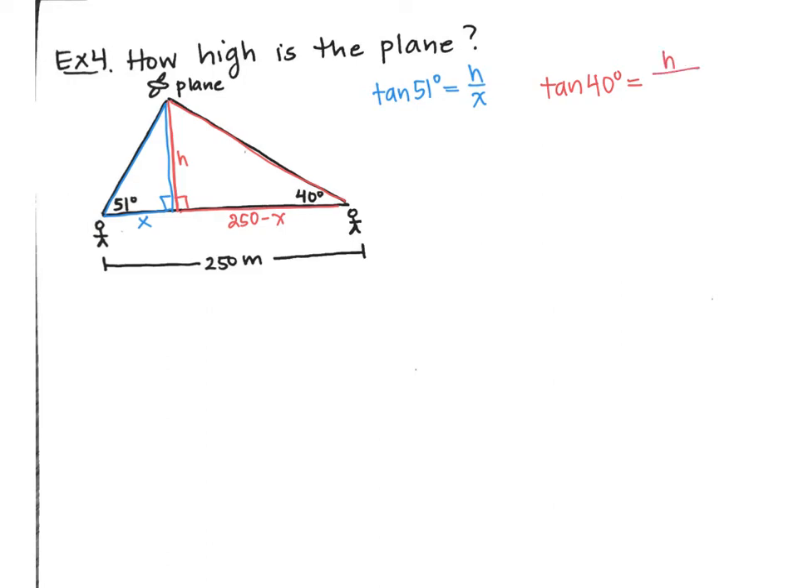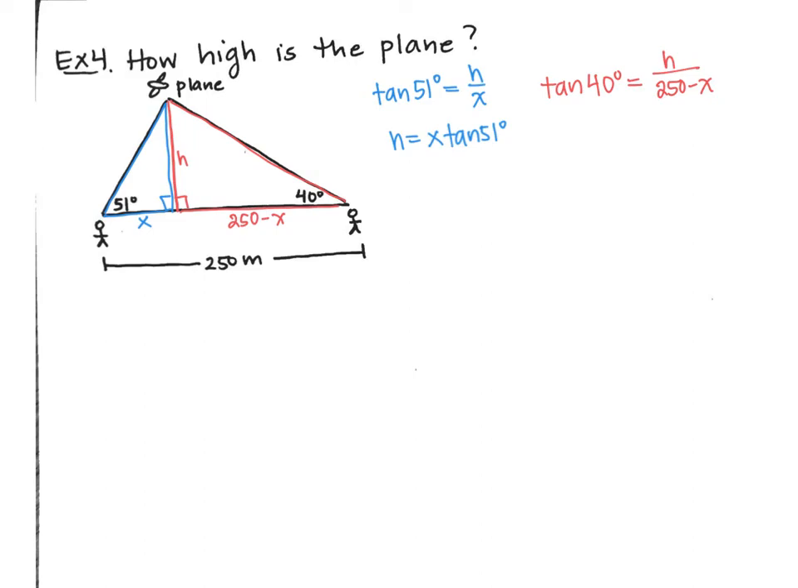Opposite over adjacent. Okay, now I have two equations. I have two unknowns. This is a system of equations. How you want to solve this is actually up to you, as long as you show your steps. I'm going to use the substitution method. I think I'm going to solve for h on both of these equations. On this first equation, I'm going to multiply x over to the other side. So then I'll have h equals x times the tangent of 51 degrees.